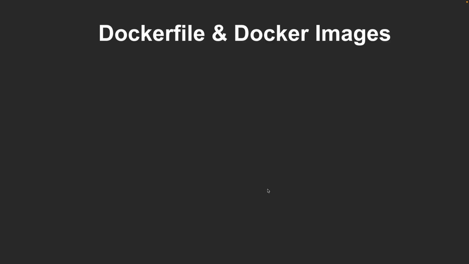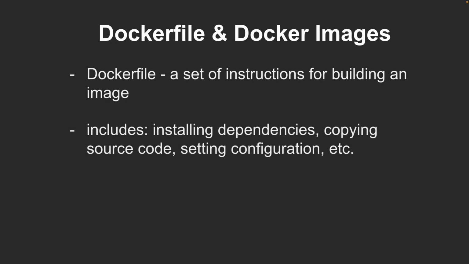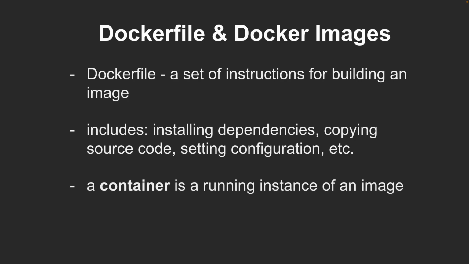Lastly, I want to talk about the Dockerfile and Docker images. So a Dockerfile is just a set of instructions for building an image. These instructions can include installing dependencies, copying source code, setting configuration, and anything else that your app needs to run on that container. Docker uses the Dockerfile to build an output image, and then a container is just a running instance of an image.